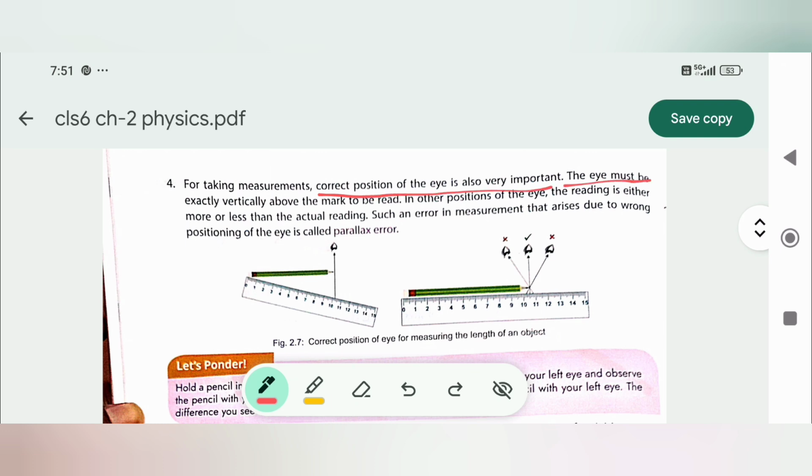The eye must be exactly vertically above the mark to be read. So in other positions of the eye, the reading is either more or less than the actual reading. Such an error in measurement that arises due to wrong positioning of the eye is called parallax error. So you can write up to here also. This is the answer to number 2.